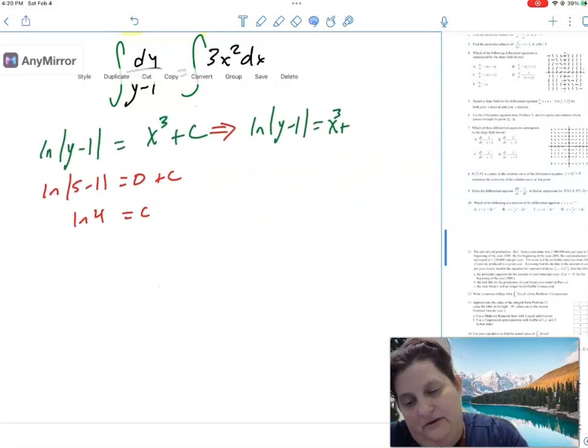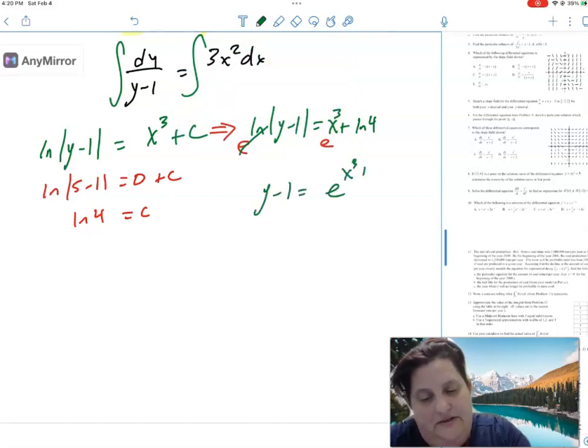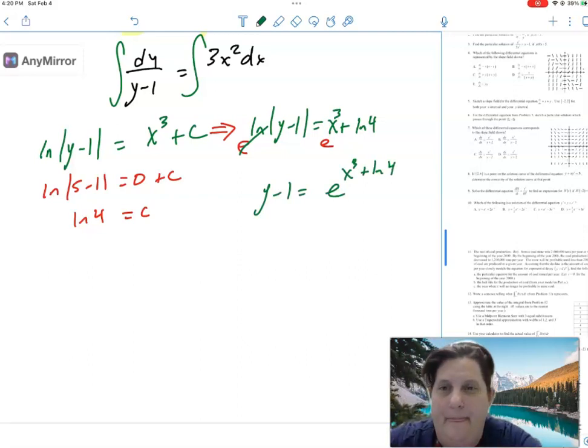Writing too big. Here we go. Plus ln 4. Guys, to get rid of an ln, you e both sides. It's not really a thing, but you e both sides. So y minus 1 is e to the x to the third plus ln of 4.